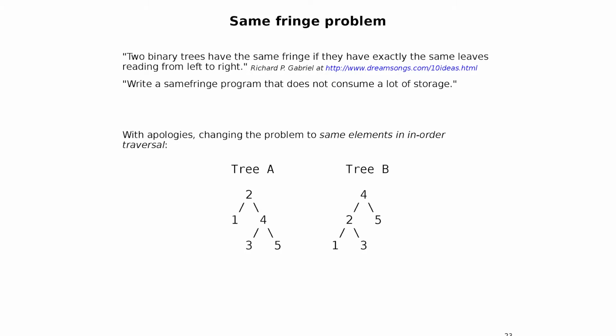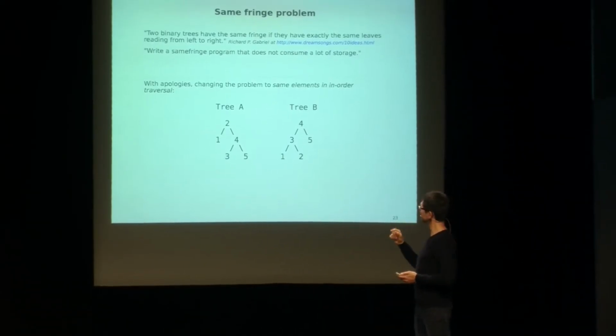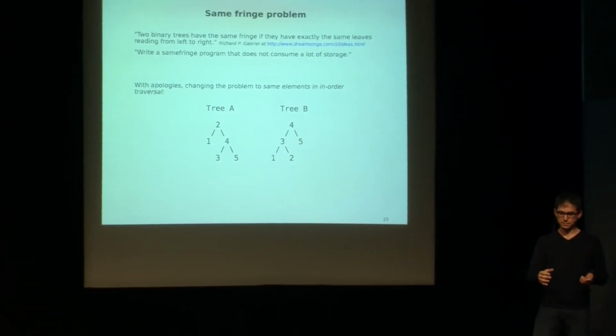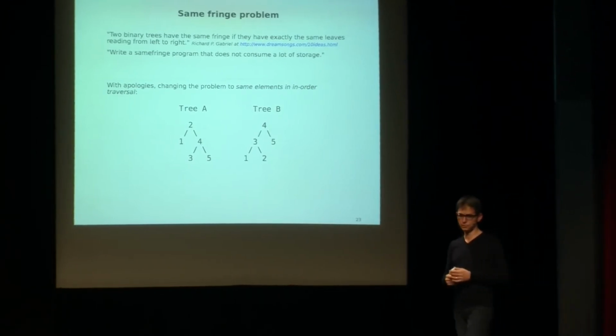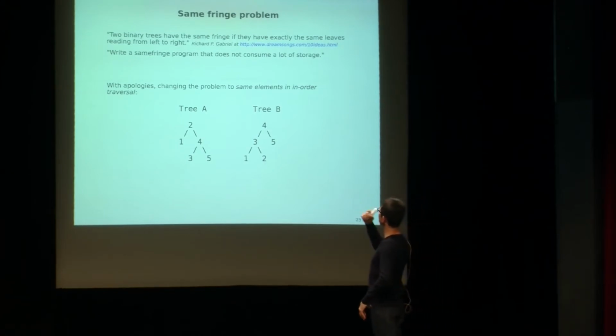So fibers are coroutines, or that's my definition. Some people disagree. What's a green thread? What's a user thread? What's a fiber? So let's start with this same fringe problem, which was shown back in 1977, I think, as the definitive simple problem that proves coroutines are the great solution for. So here's the same fringe problem.